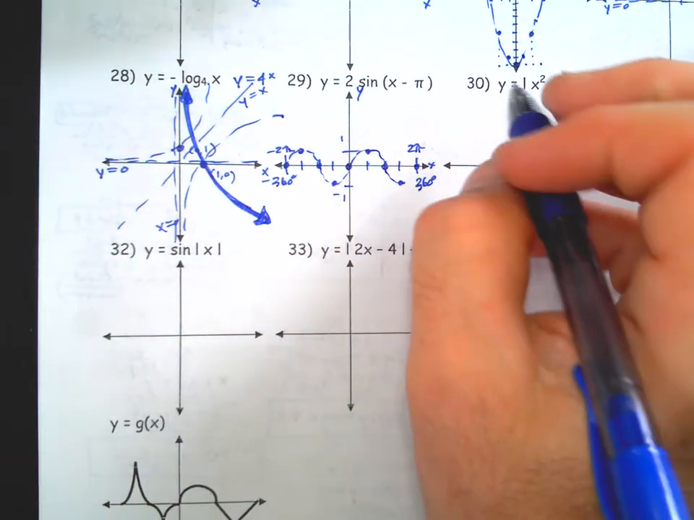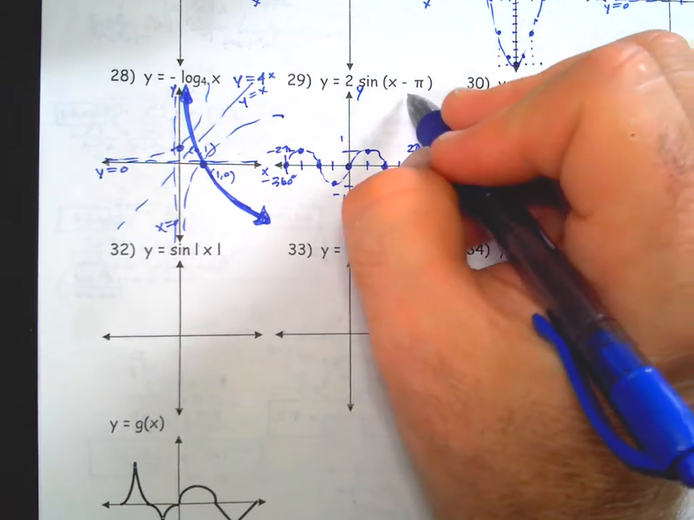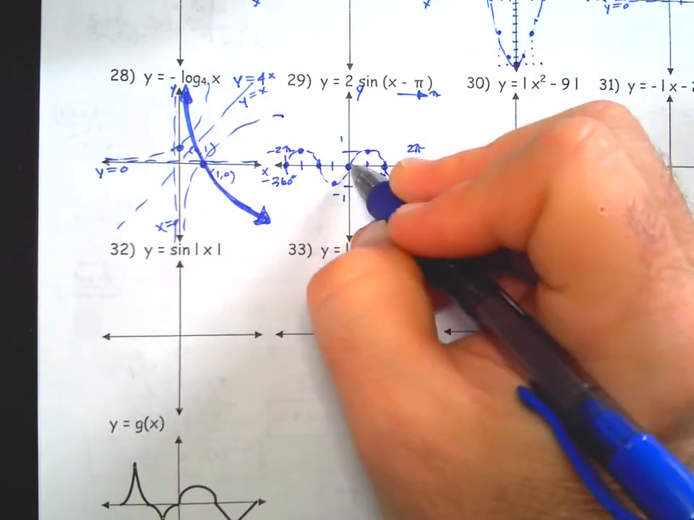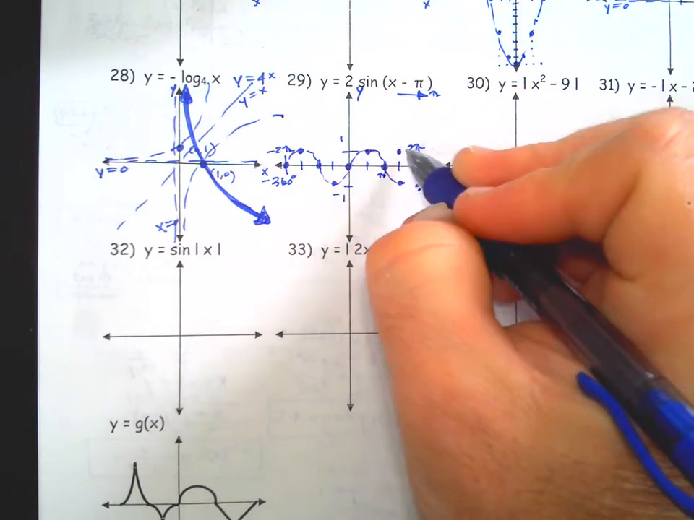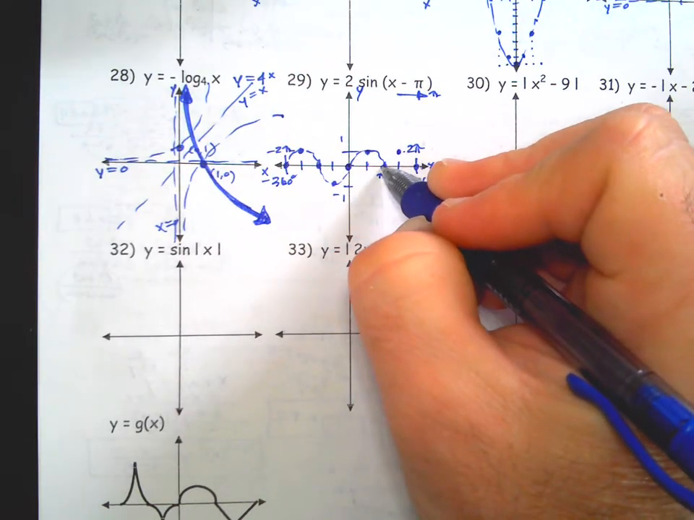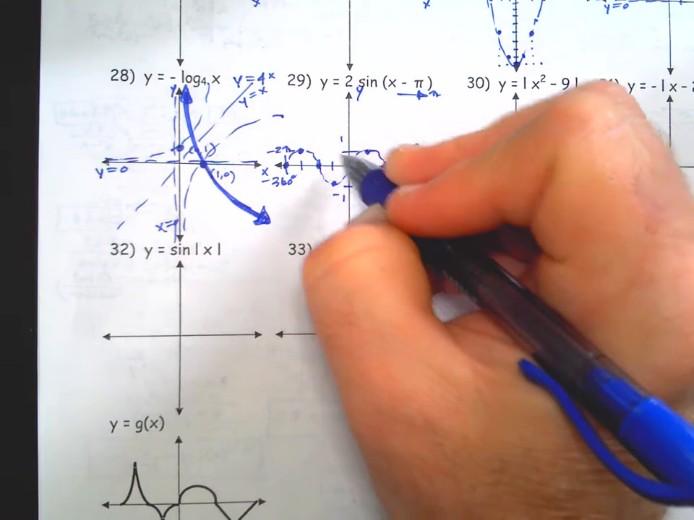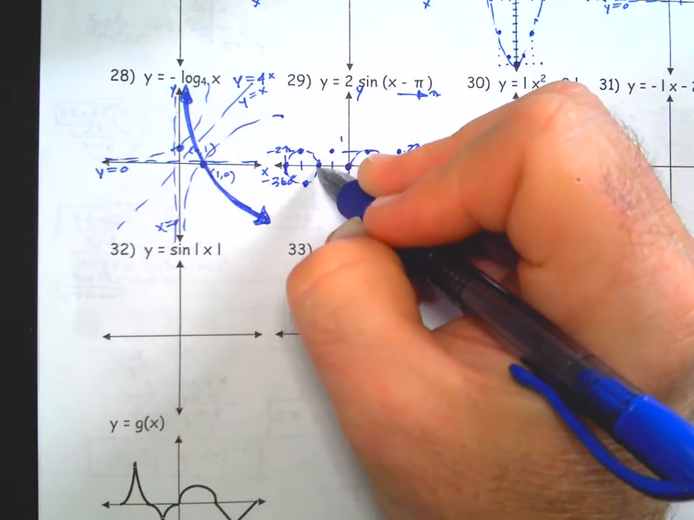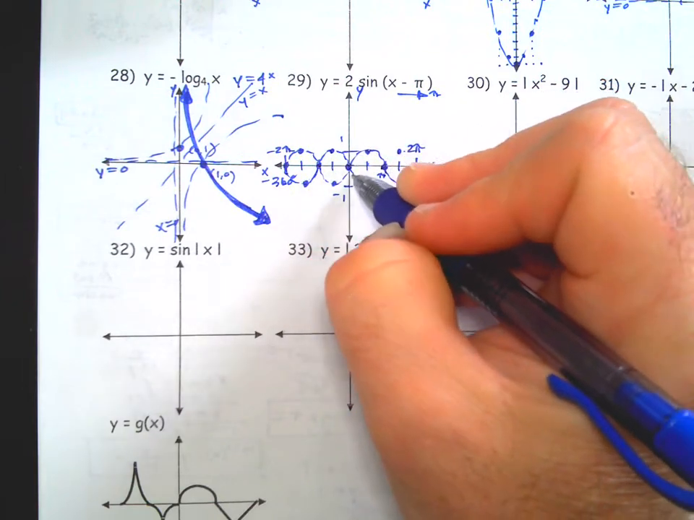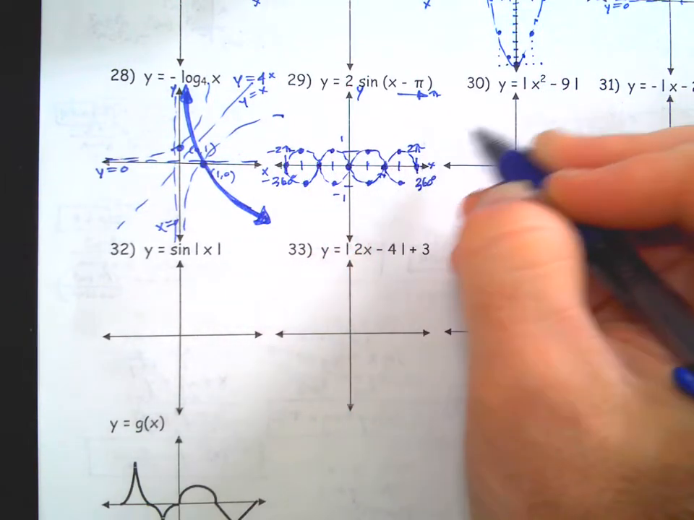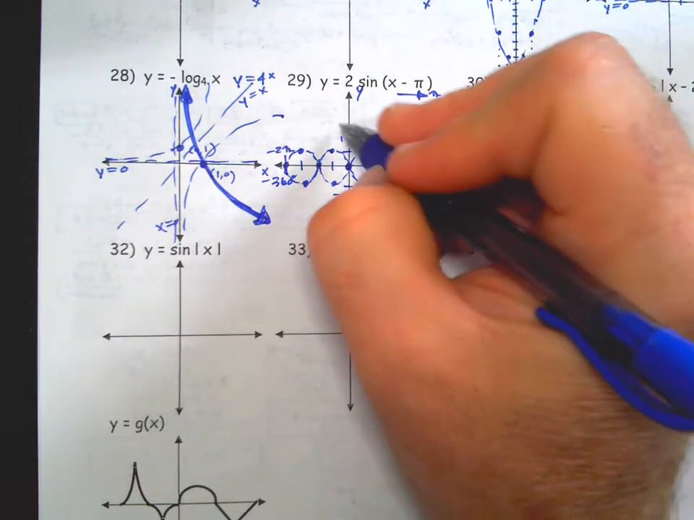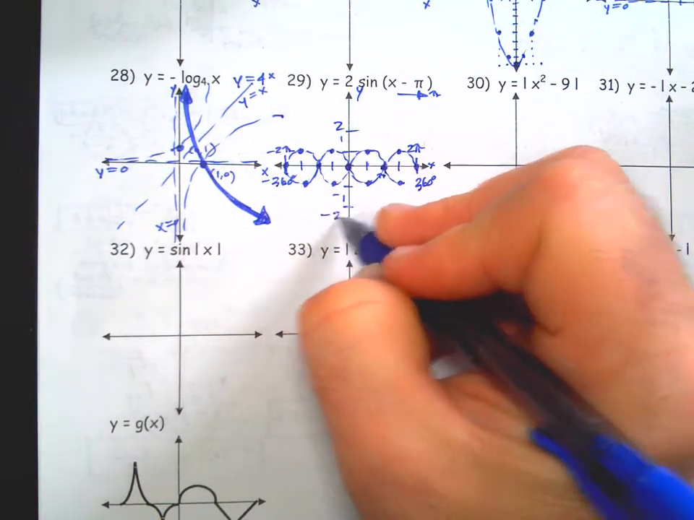Okay, now minus pi on the inside shifts it to the right pi units. So that's right here. So this is going to be here. This is going to be here. This is going to be here. And it's going to have the same look as if it got flipped upside down, which is a little weird. But it's just right. So now it looks like an upside down sine curve. And then the 2 is going to multiply the values by 2.